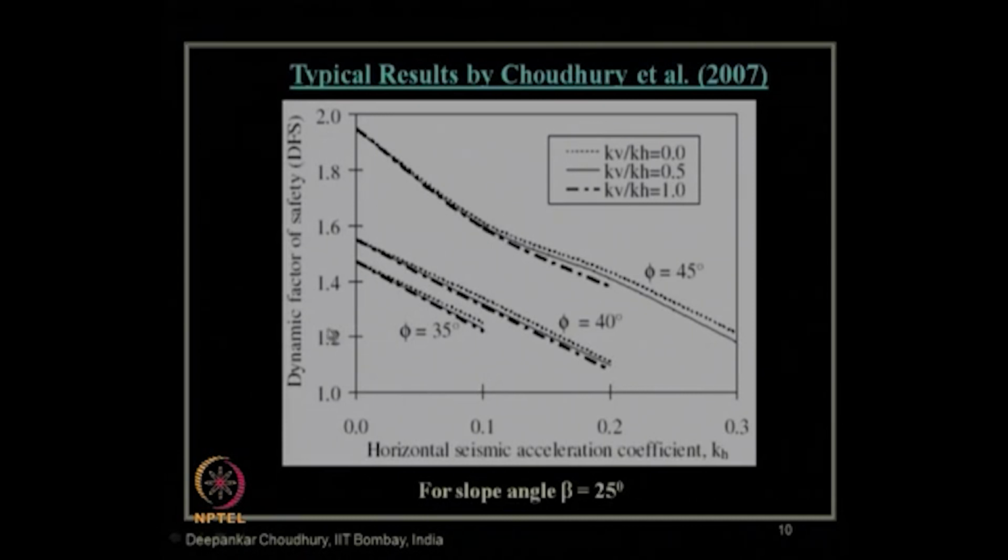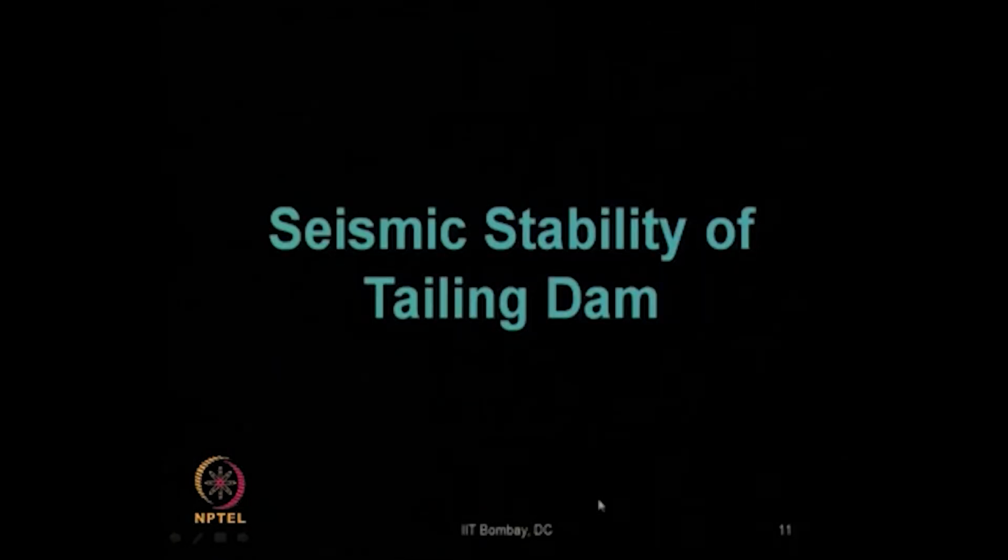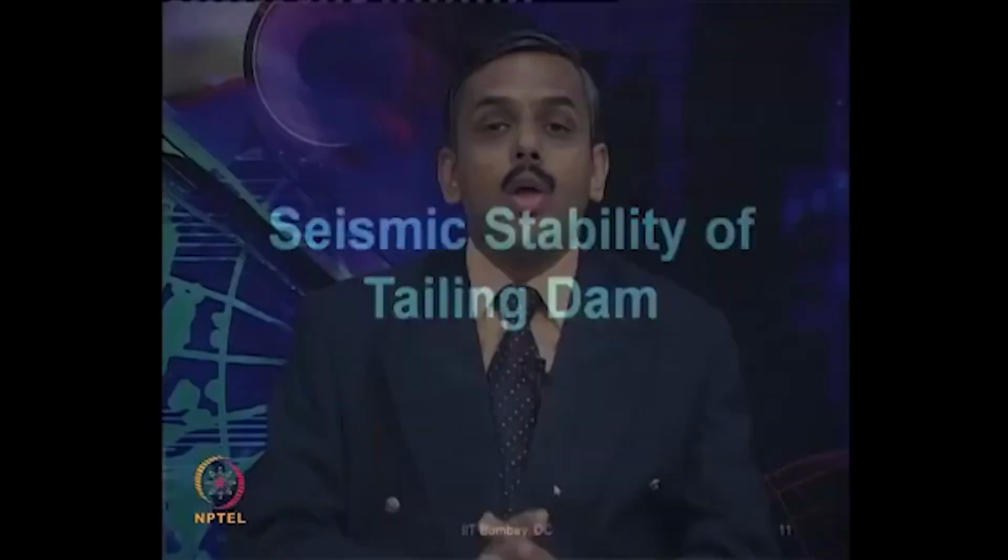We have also seen how this dynamic factor of safety varies with respect to not only the horizontal seismic acceleration coefficient, but also with the vertical seismic acceleration coefficient for different input values of soil friction angle and for a given slope angle. Then in our previous lecture, we also discussed and learnt about the concepts for the seismic stability of tailing dam and what are the extra safety measurements we need to consider for tailing dam design.